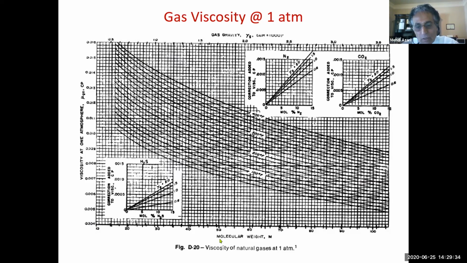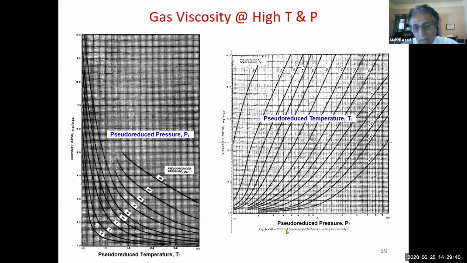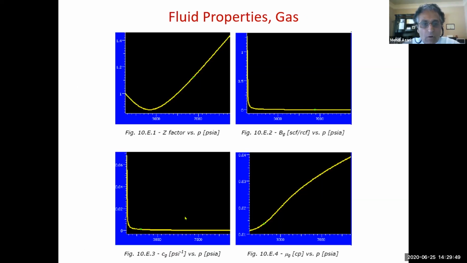Again, there are some correlations where you put in the molecular weight and temperature, and you come up with the viscosity at 1 atmosphere. Then you can get the pseudo-reduced pressure and pseudo-reduced temperature, get the ratio, and multiply by that number to come up with the viscosity. I mean, there are so many correlations.